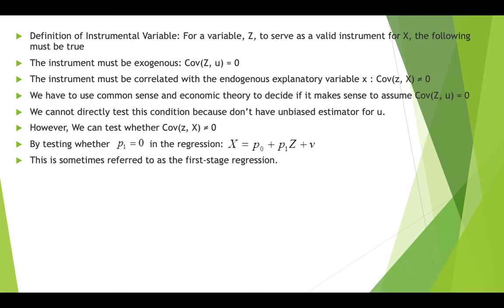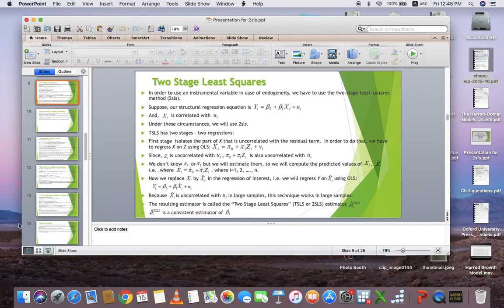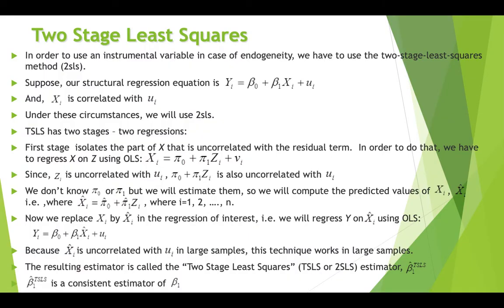Now suppose the equation is X equal to P0 plus P1 Z plus V. By testing whether P1 is equal to 0, we can actually test the covariance. This is referred to as the first stage regression. So, there are stages in the regressions here. Now suppose our structural regression equation is yi equal to beta 0 plus beta 1 xi plus ui. Here xi is correlated with ui. Under these circumstances we will use two stage least squares.